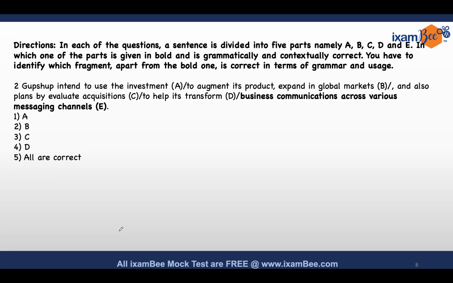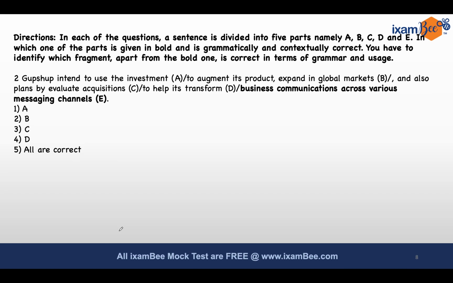Let's look at another example. This is the second type. Now, again, the sentence has been divided into 5 parts. Now, whatever is in bold, that is correct. The instructions have changed. This is the correct part. You have to identify the fragment which, apart from the bold one, is correct in terms of grammar and usage. Now, this is correct. You need to identify another fragment that is correct. Okay, let's read it first.